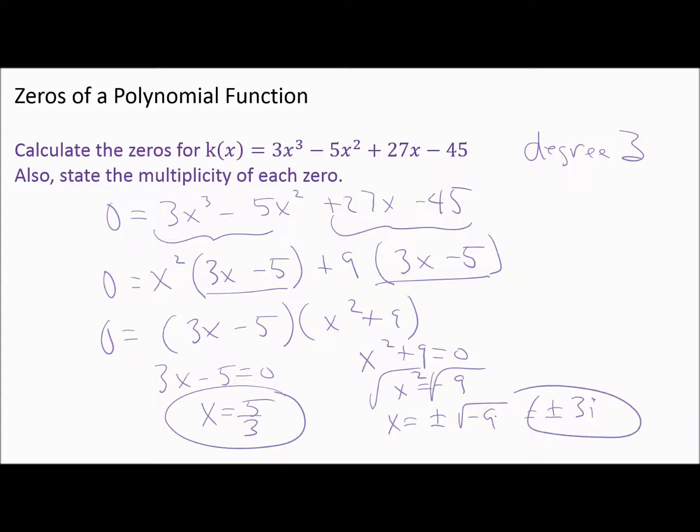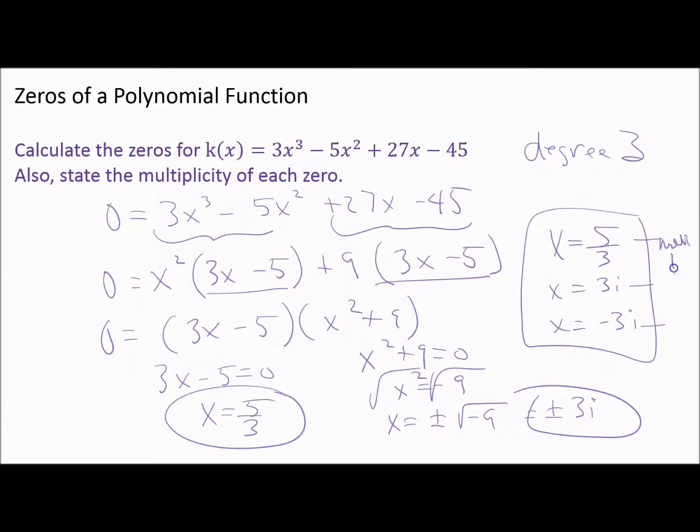And how many zeros is that? Well, it's 3, right? It's 1, 2, 3. If we list them separately, 5/3, 3i, and negative 3i. That's 3 separate zeros, and each of them has a multiplicity of 1. They all showed up just one time each.